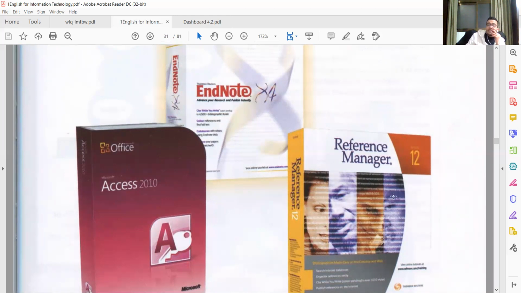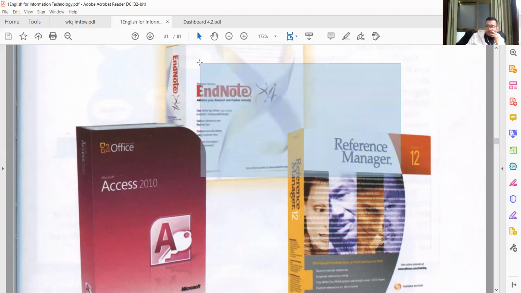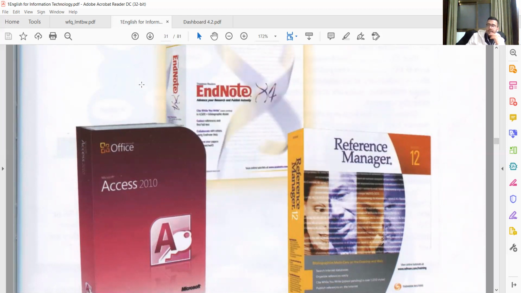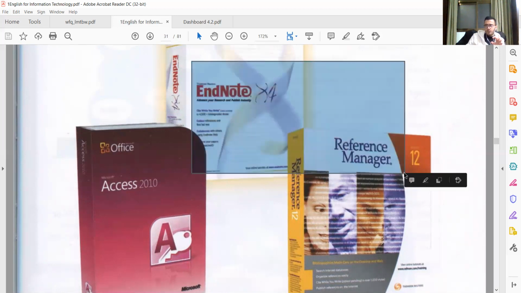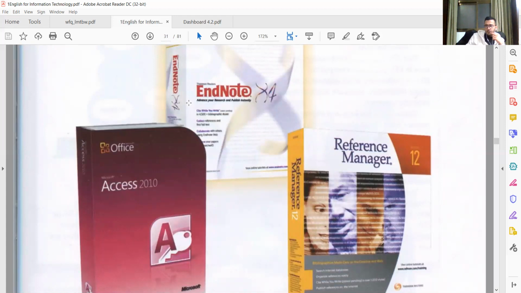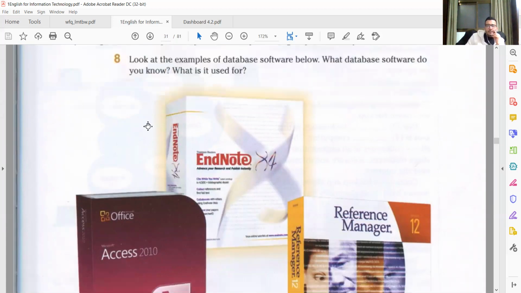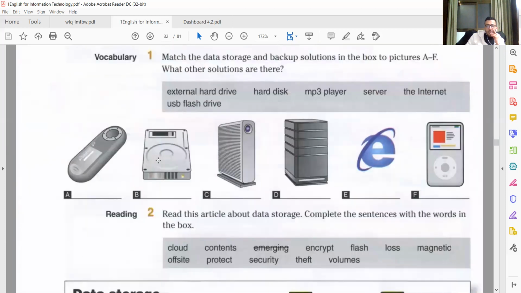We use Endnote and Reference Manager. These are two different software, but we use them in research papers. When we write research papers, we use them for the citations and the bibliography, the list of references and sources. Especially Endnote, which is a famous application. I've never heard of Reference Manager, but Endnote is famous. God willing, when you do research tomorrow, you will use them. Okay, let's go to the next page.